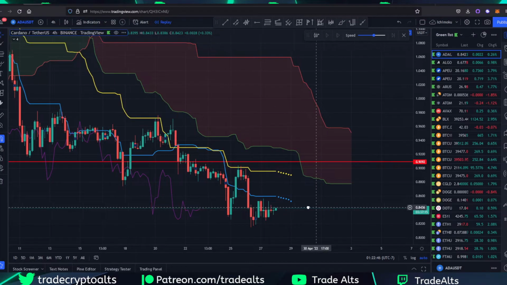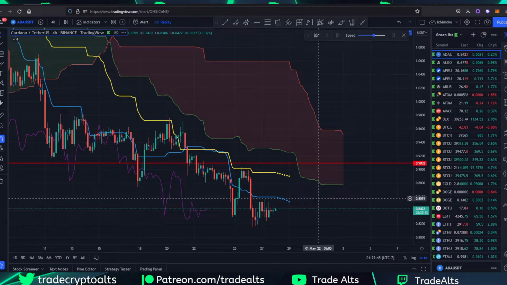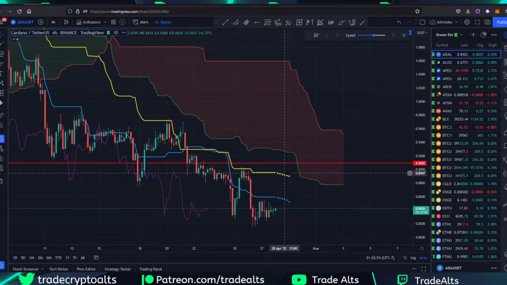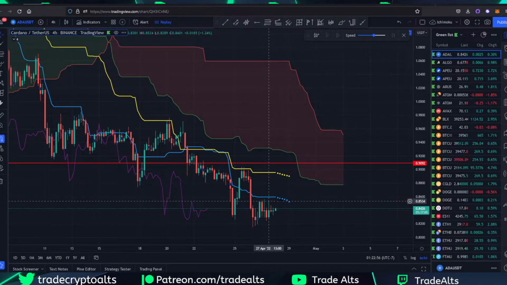So if I'm looking at this right now, the first warning sign is price reclaiming Tenkan. But you notice that Tenkan and Kijun are flat, right? They're very flat. They're basically parallel to each other.